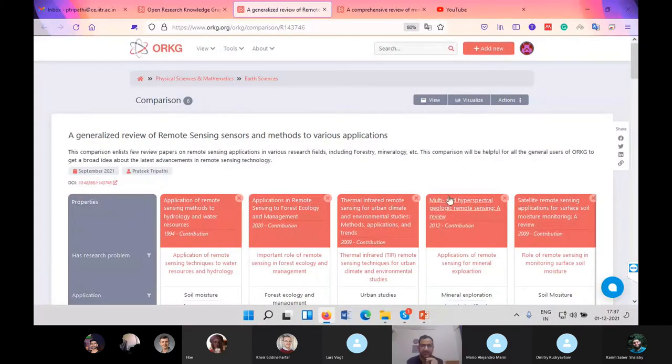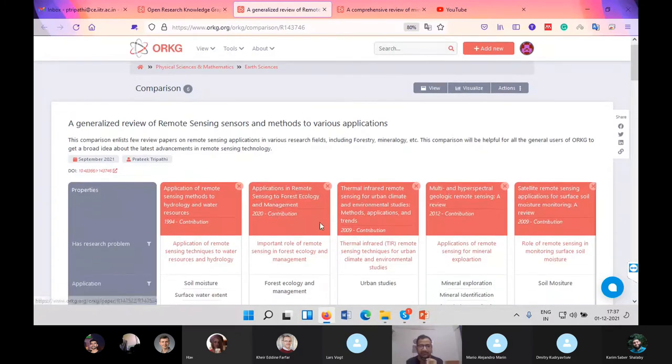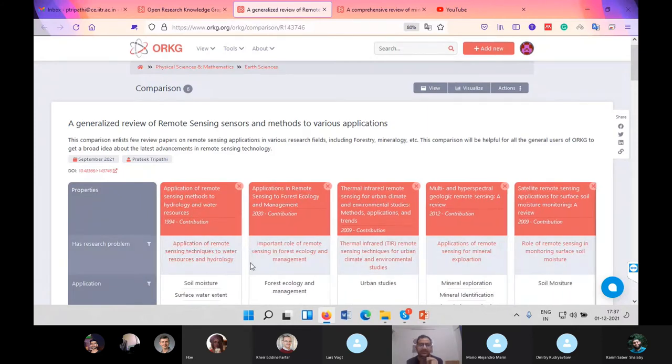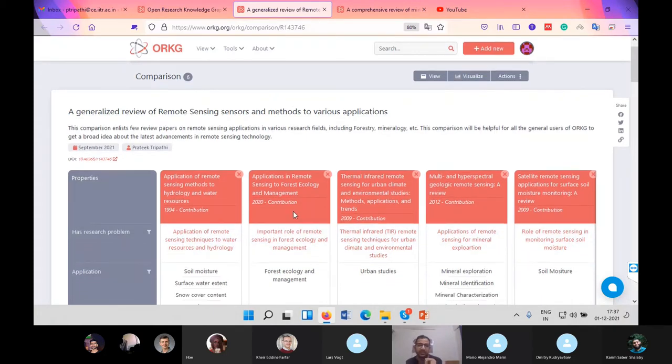This was the comparison. I have chosen six papers for this comparison, and all six had different research problems related to different applications. This one is for water resources and hydrology, this is for forest ecology, and this is for urban climate, minerals and soil moisture.